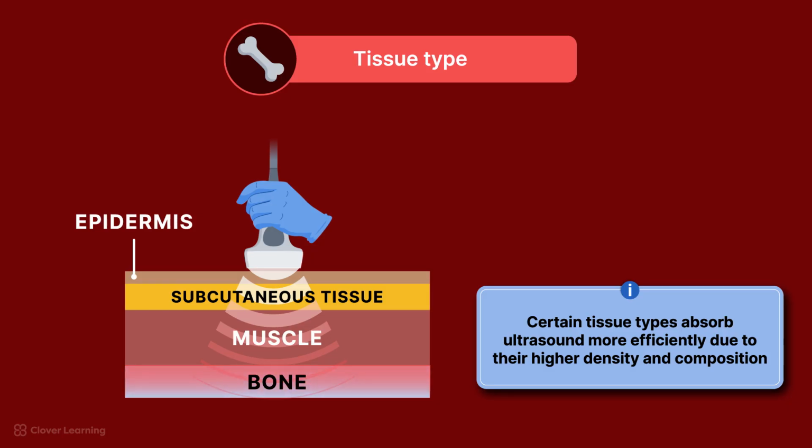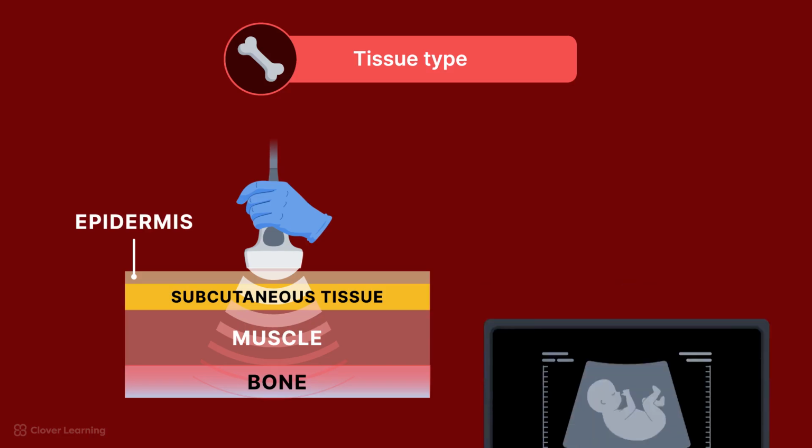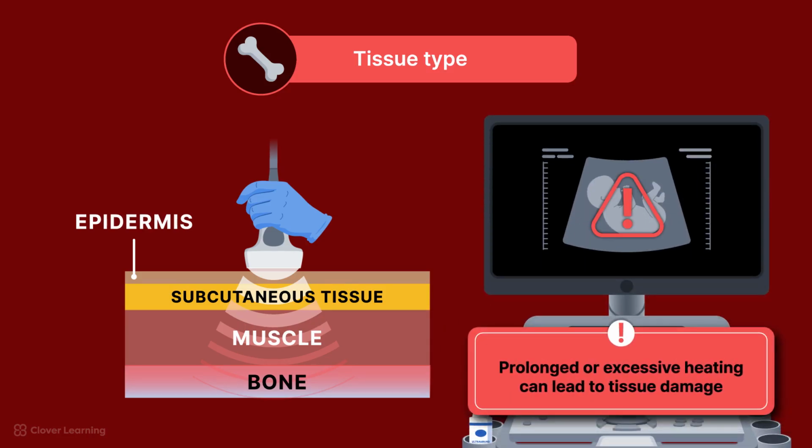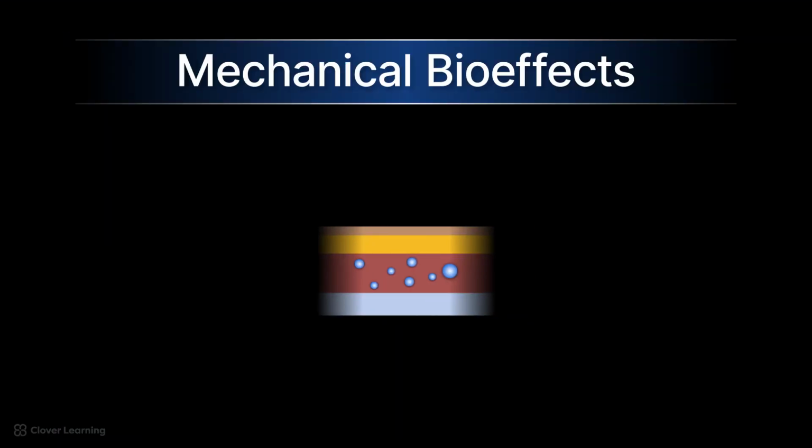This absorption can create localized heating near bones, which is particularly concerning in fetal imaging. Prolonged or excessive heating can lead to tissue damage, especially in sensitive structures such as the developing fetal brain. Next, let's discuss mechanical bioeffects.